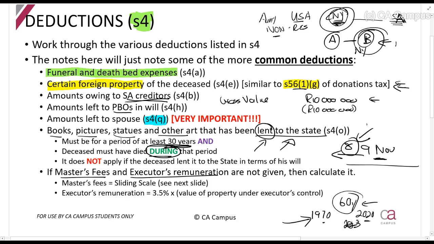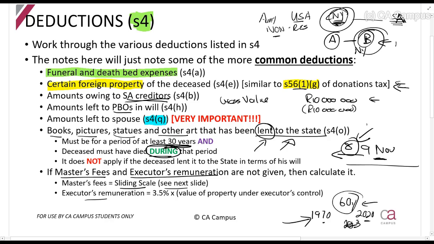I want you to understand that, strictly speaking, this is not covered extensively in your syllabus, so this should probably be given to you in an exam. But if it's not given to you, I just want you to have a bit of an understanding of how it works. The master's fee is calculated on a sliding scale, which you'll see on the next slide.